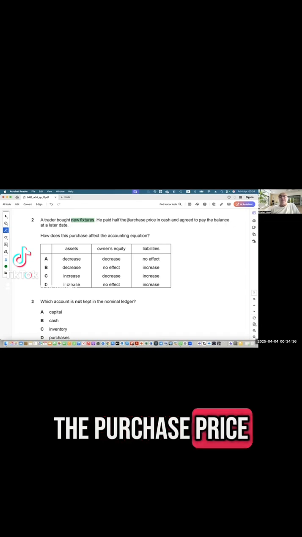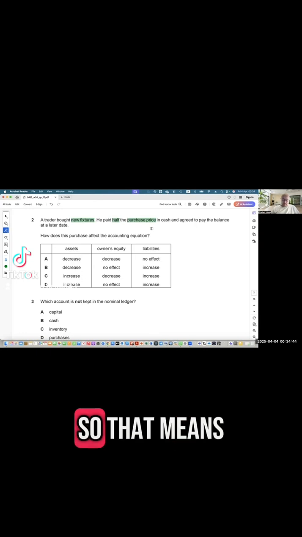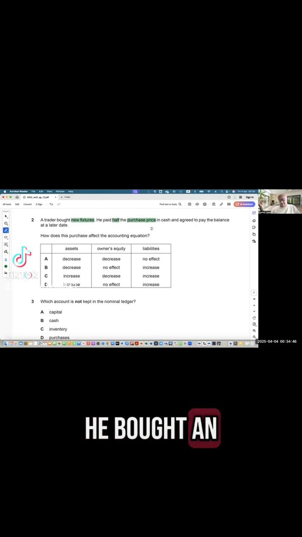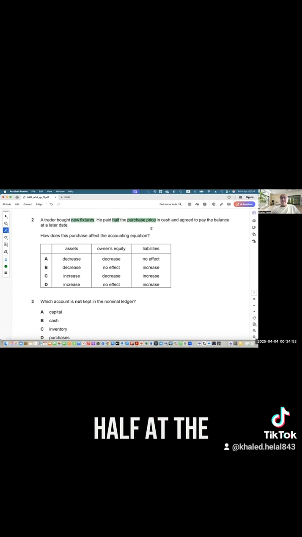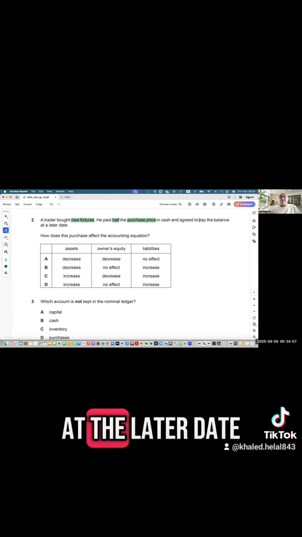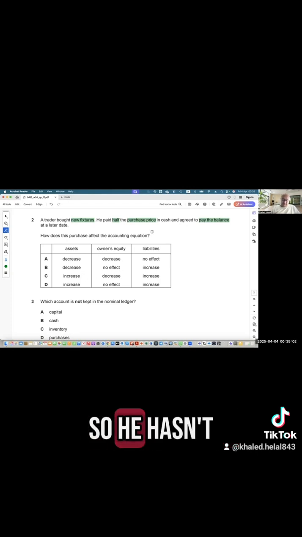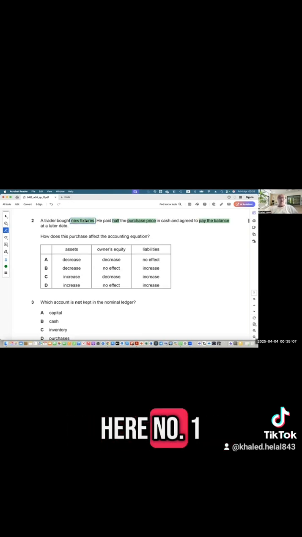The second half of the question: he paid half the purchase price. The important things for me here are purchase price and the word half. So he bought an asset and he paid half in cash, half at a later date. Agreed to pay the balance at a later date means here it's on credit. So he hasn't paid for it yet.